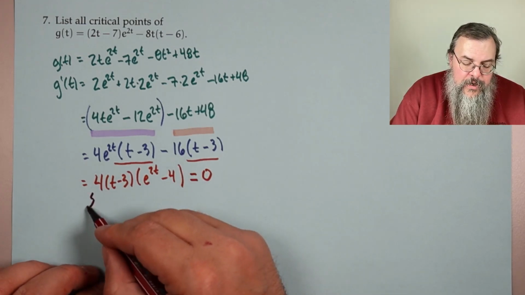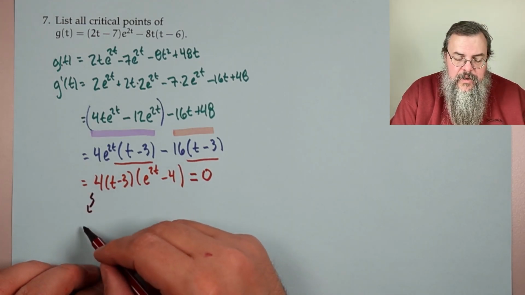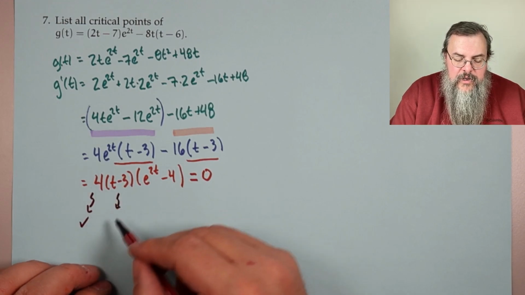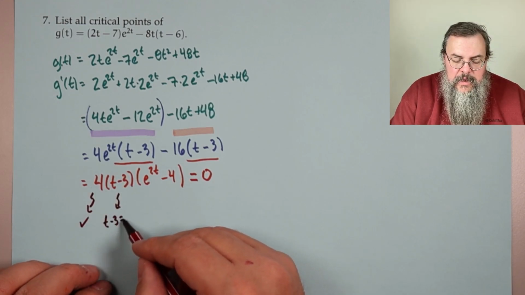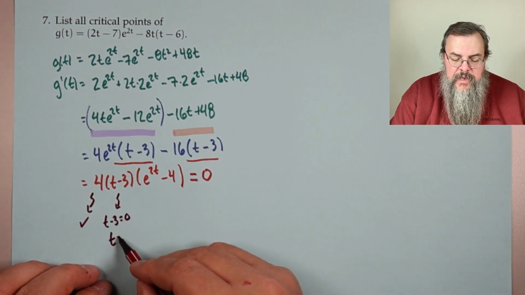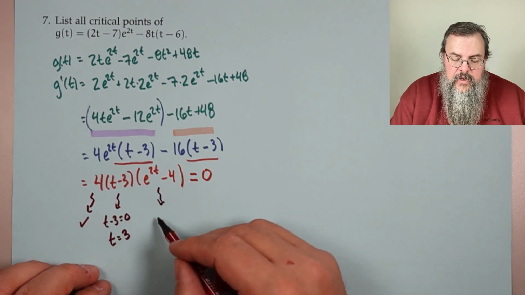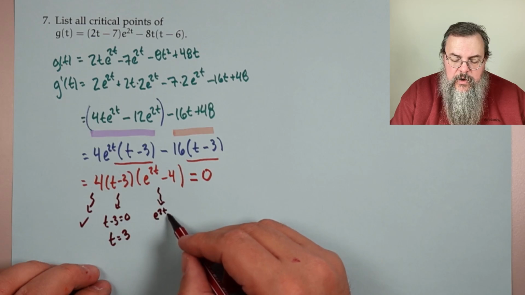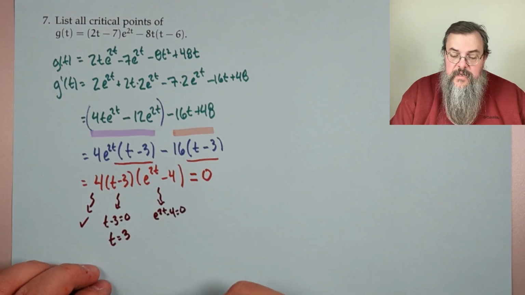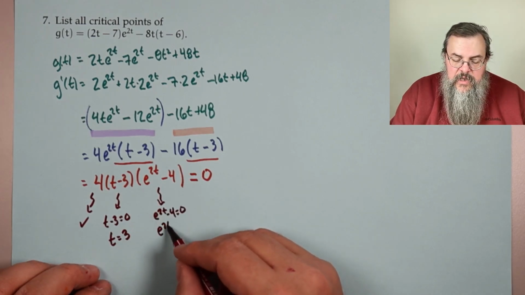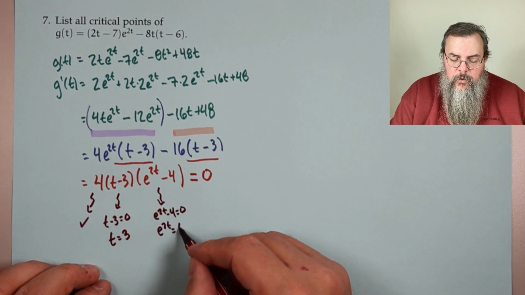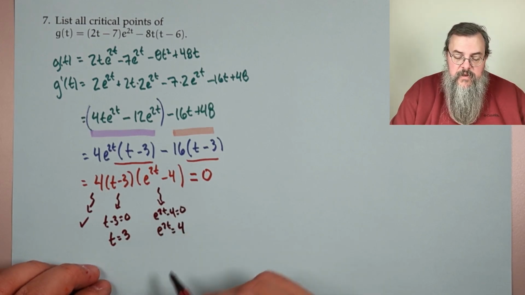Because a bunch of stuff multiplying equaling 0 says, oh, your problem really is breaking up into little tiny subproblems. And you say, let's look at each part. Well, the 4, that can't be 0. Okay, so nothing going on there. The t minus 3, that could be 0. That would happen at t equals 3. Or we could say, oh, the e to the 2t minus 4 equals 0. Now that could happen. That's if e to the 2t equals 4, right? Move it across.